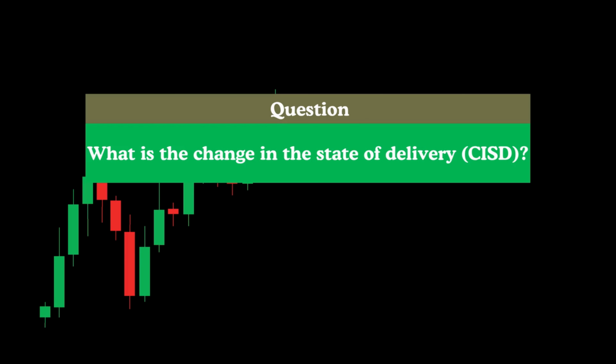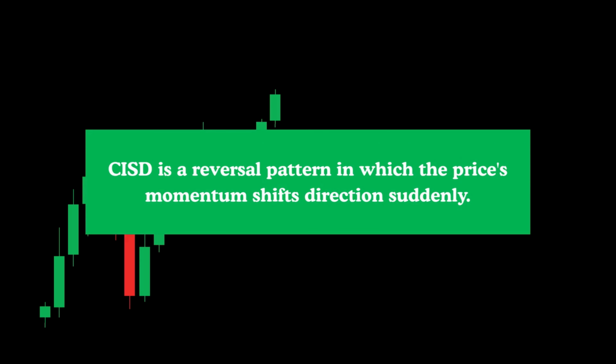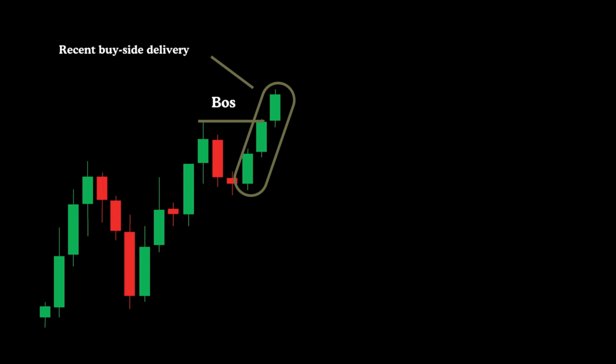So, what precisely constitutes a shift in the delivery condition? CISD is a reversal pattern in which the price's momentum shifts direction suddenly. In this case, you can see a distinct upward trend. These three bars signify the latest upward momentum that has surpassed the most recent market structure. This can also be called the latest buy-side delivery.